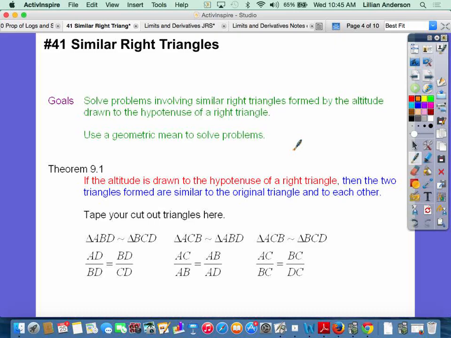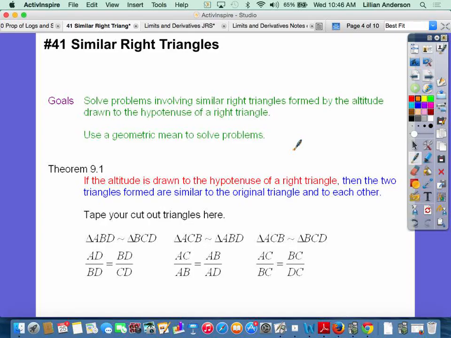So, the goal for today, hopefully by the end of the period, you'll be able to solve problems involving similar right triangles formed by an altitude drawn to the hypotenuse of a right triangle, and also to use geometric mean to solve problems. Okay, we're still dealing with similar triangles, which means we're still dealing with proportions and things of that nature. You have a few theorems that are listed right there on the front page. You have examples on the back.